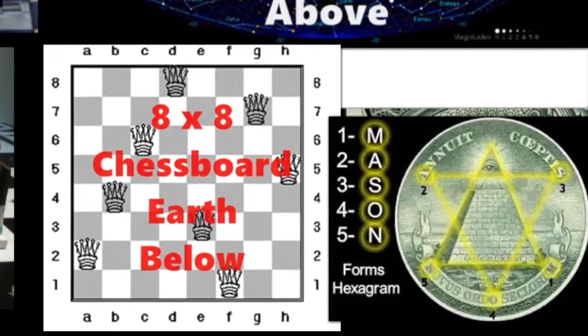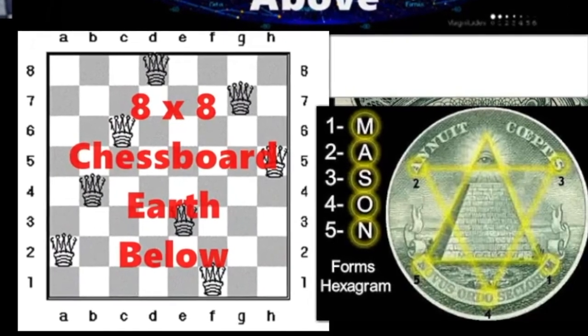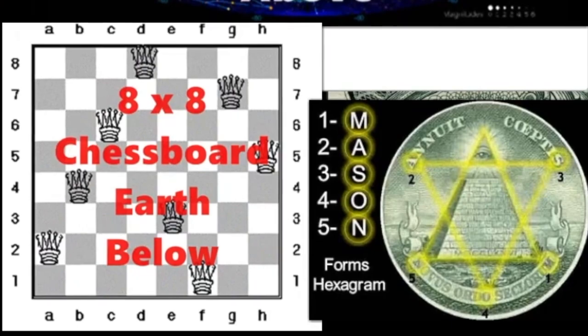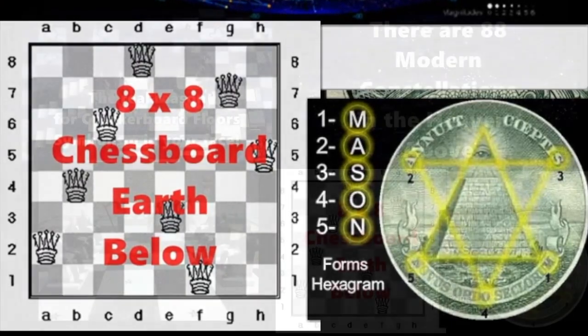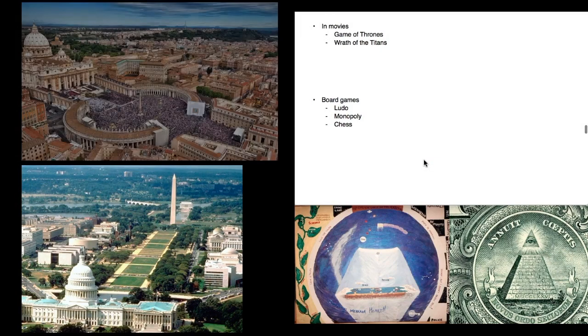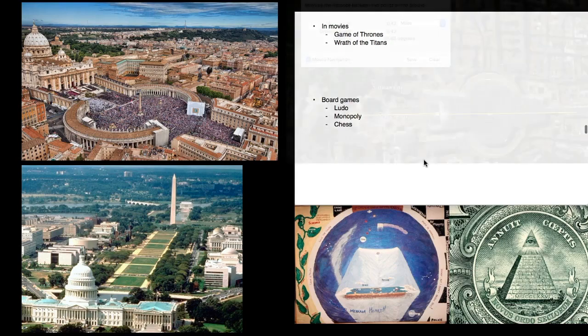The square earth and the 88 are clearly very important in Freemasonry, and with that in mind, it might be interesting to note that the obelisks and domes at the Capitol Hill in Washington, as well as in the Vatican, both align to 88.88 degrees.